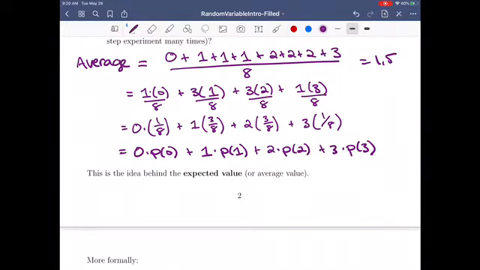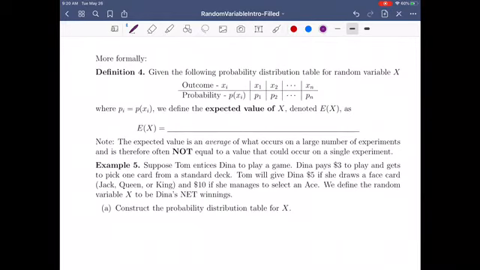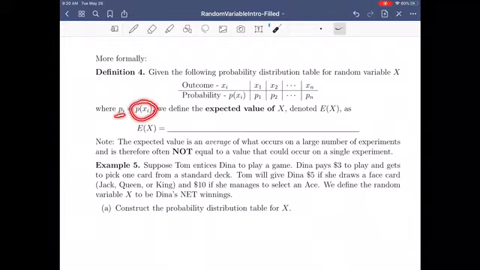More formally, given this probability distribution table for a random variable x, we have outputs or outcomes xi, all the possible outputs of x together with their probabilities. Now again, we've made it even lazier, so we're saying pi in place of p of xi. Then we define the expected value of x.